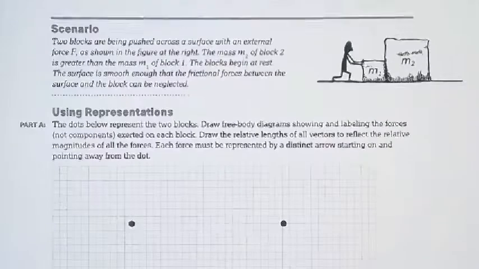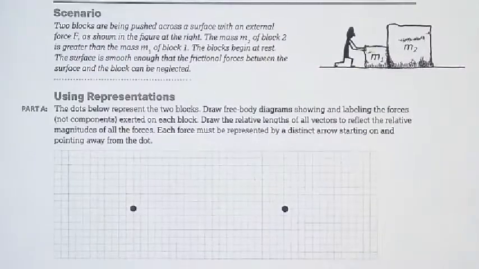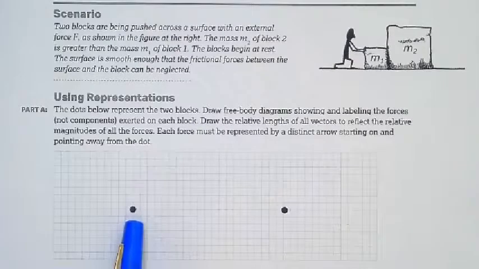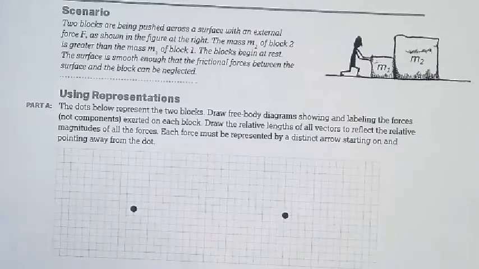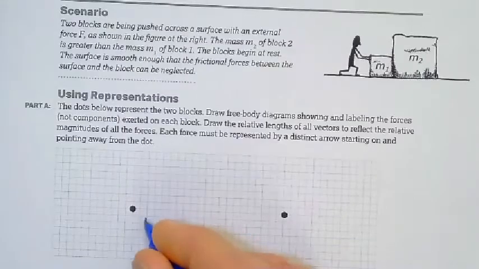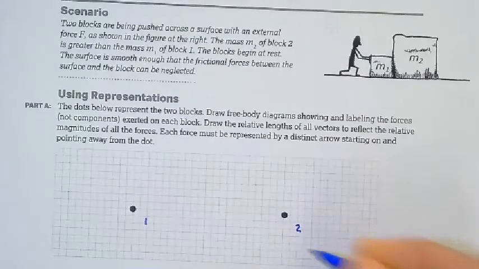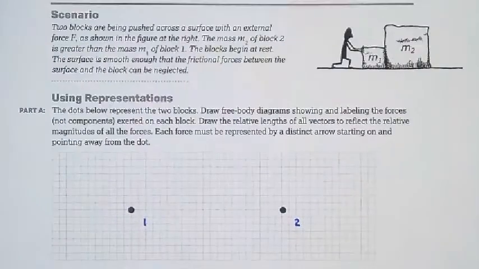Okay, so the first question in part A says that the dots represent the two blocks. Those are kind of like the centers of mass of those two blocks. So that's the center of mass for the first block. And of course, this is the center of mass for block 2. So I'll just put numbers by there.